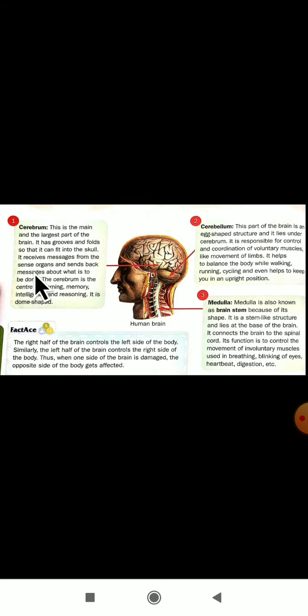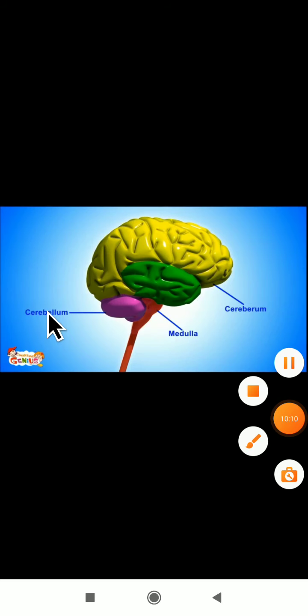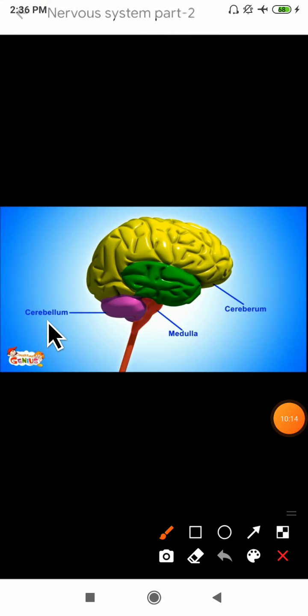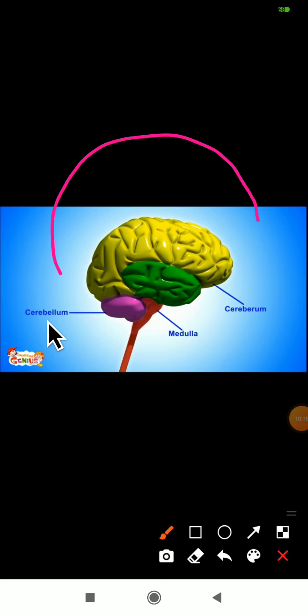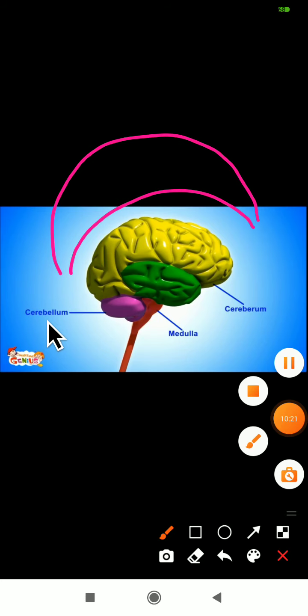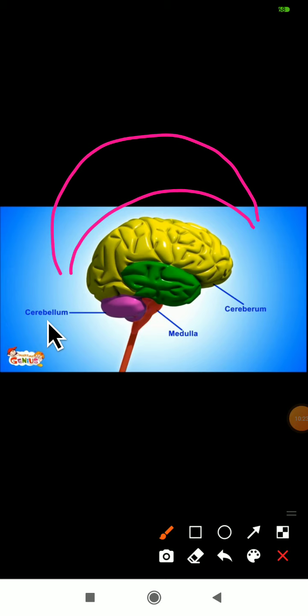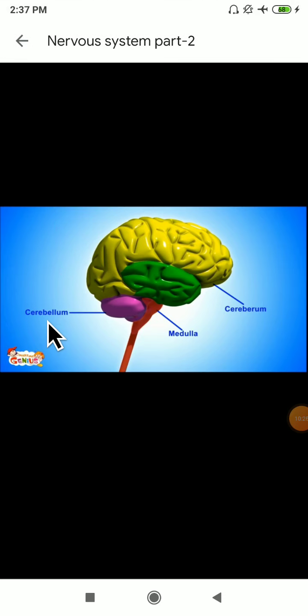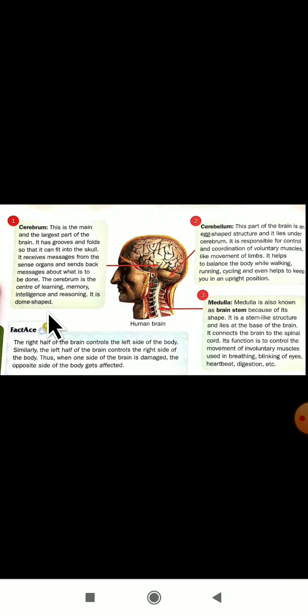The next one, see here. The cerebrum is the center of learning, memory, intelligence and reasoning. It is dome shaped. Yes, how is it? It is dome shaped. We call the cerebrum dome shaped. Remember, it is dome shaped and it is the largest part. Which is the largest part of our brain? The cerebrum is the largest part.